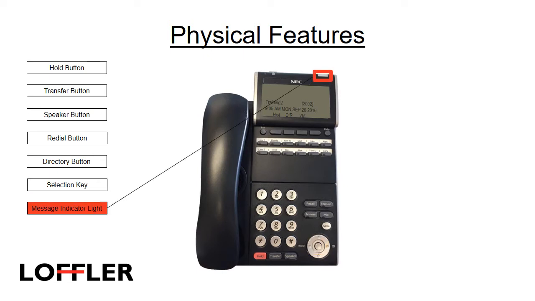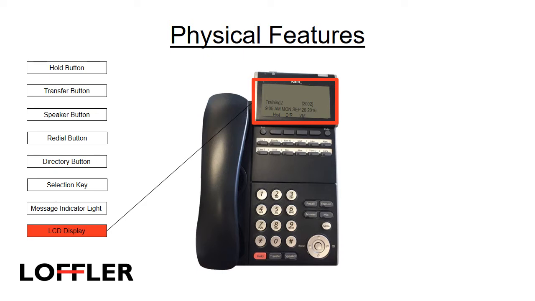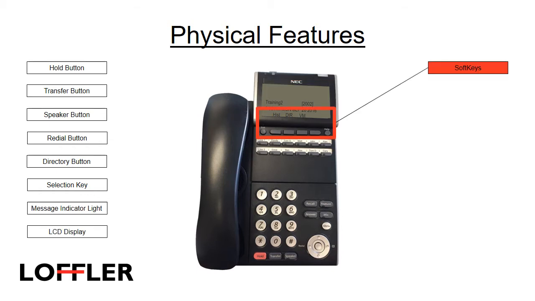At the top of your phone, there is a message indicator light. This light will light up when you are receiving a call. It will also be lit when you have unheard voicemail messages. The LCD screen provides phone activity information plus your name, extension, the date, time, and soft key operation. The soft keys provide you access to telephony functions and features that are displayed within your LCD display screen. These soft keys change based on what functions you are trying to complete.